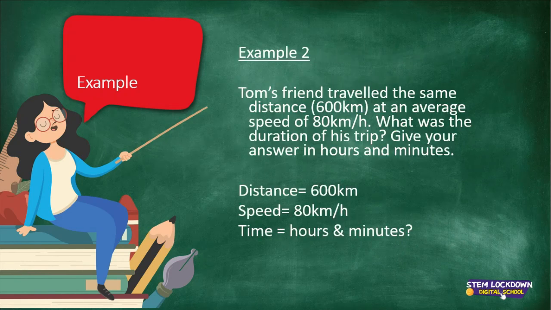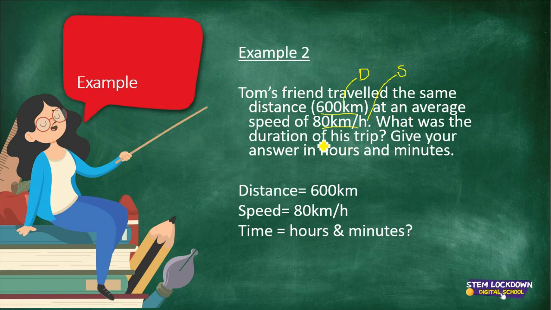Okay, for example two, now Tom's friend traveled the same distance. Remember, Tom traveled 600 kilometers. So Tom's friend traveled the same distance of 600, so you need to indicate what your 600 represents. In this case, it represents your distance, at an average speed of 80 kilometers per hour. So this is your speed, the S for speed.